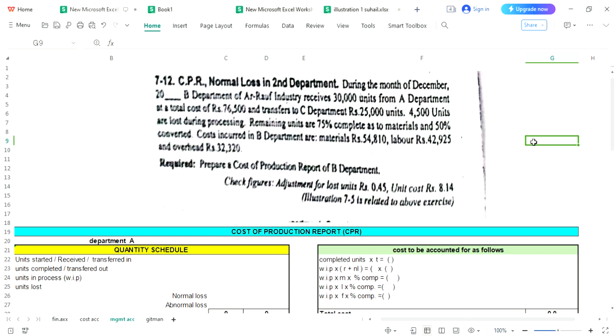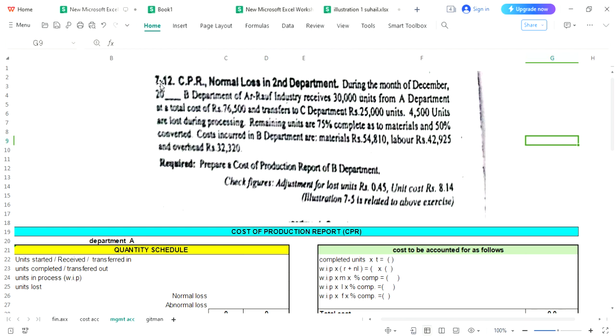Today's target is to solve question number 7.12. Here you can see we are dealing with the cost of production report, CPR. As you already know, we have previously solved several questions related to CPR, about 6 to 7 questions. It might be a surprise for you that we have jumped to question 7.12.